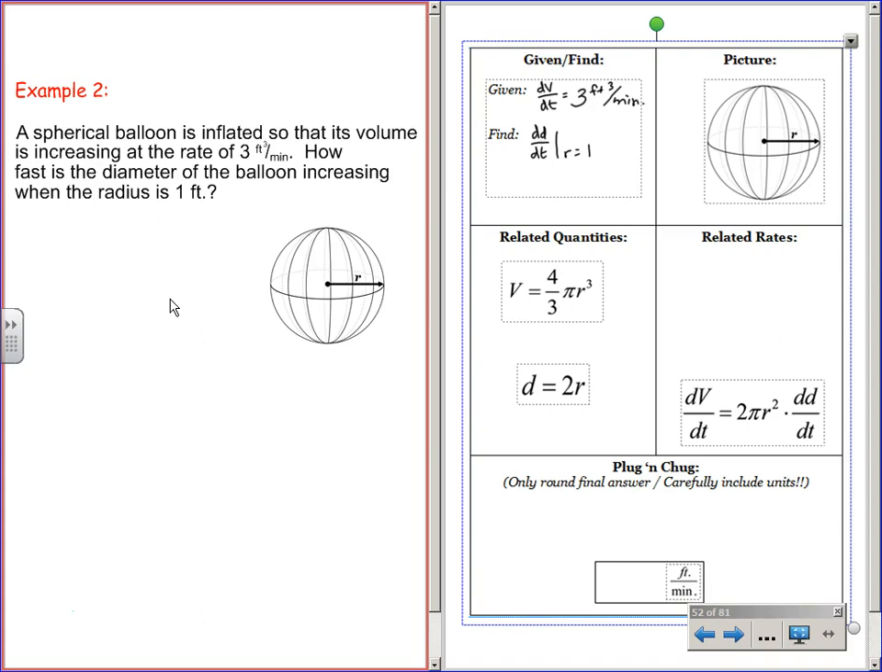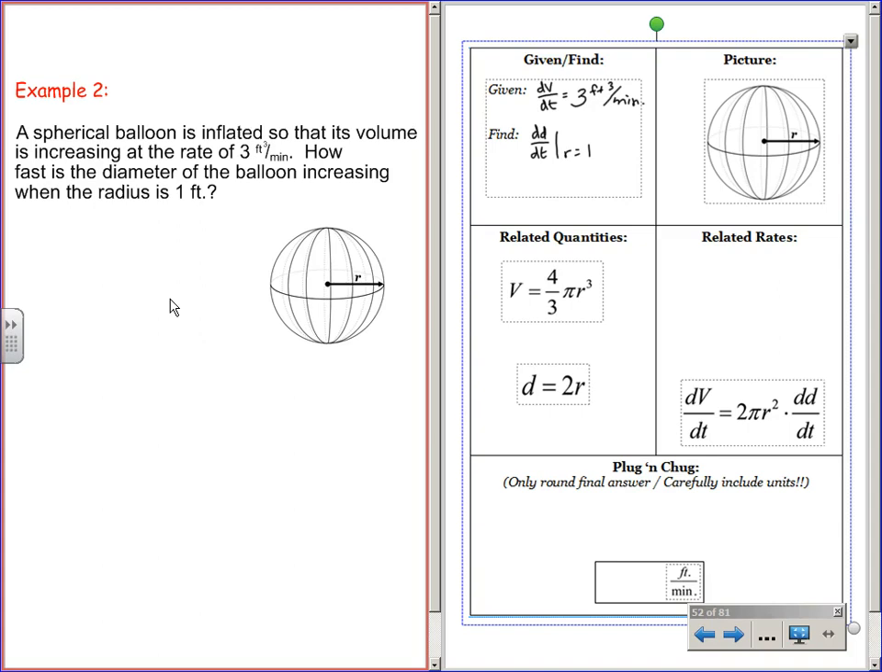Where'd this clue come from? Why this clue? Because what did they ask for? Diameter. But what's the form? Radius. Wait, I mean, I get it. We want dV/dt and dD/dt.